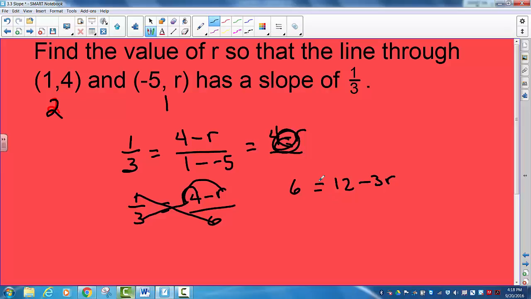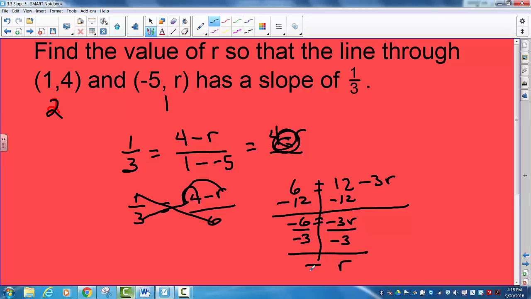Now let's work this out. Draw our line. -12 minus 12, -3r equals -6. Divide by -3, divide by -3, and that gives us r equals 2. So if r were 2, then we would get 1/3 as our slope. And let's check it out. 4 minus 2 over 1 minus a -5 equals 2 over 6 equals 1/3.